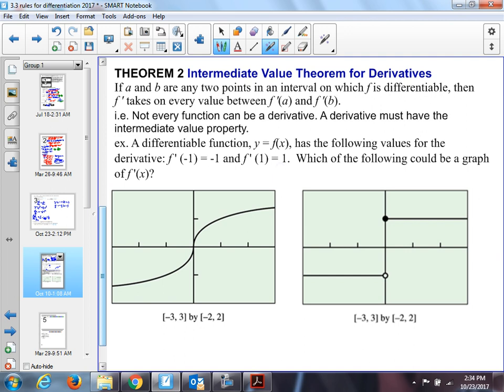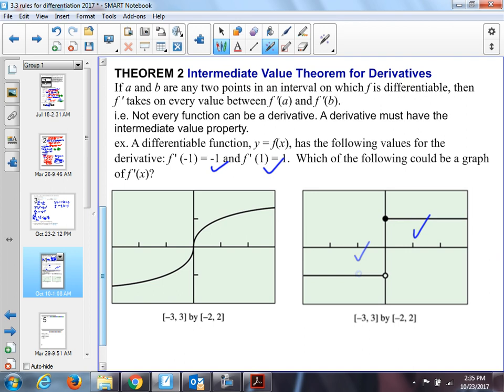At -1, do I have a value of -1? So, yep, that's good. At +1, I have a value of 1. That's good, right? Does this one pass the first check? This does too. Oh, sorry. 1 and 1, -1, yeah. This works, this works. That condition is met in both pictures.